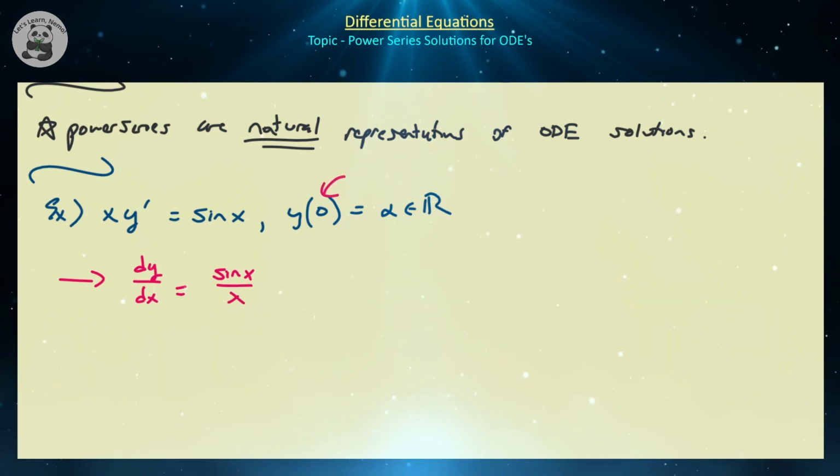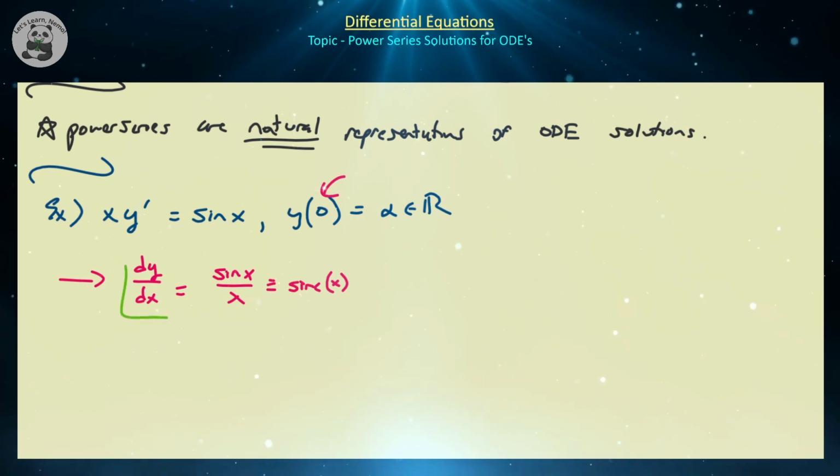And keep in mind, when x is equal to 0, sine x over x is arbitrarily close to 1. So if we define sine 0 divided by 0 to be equal to 1, which is equivalent to defining the cardinal sine function, or the sinc function, to be sine x over x, then we have this particular expression to solve, right? So how can you solve this differential equation?